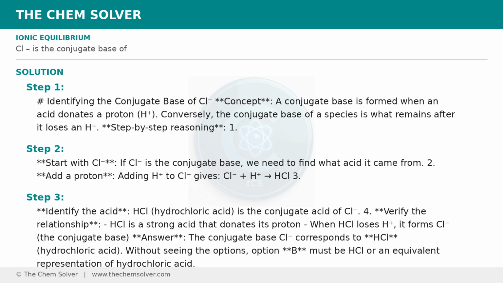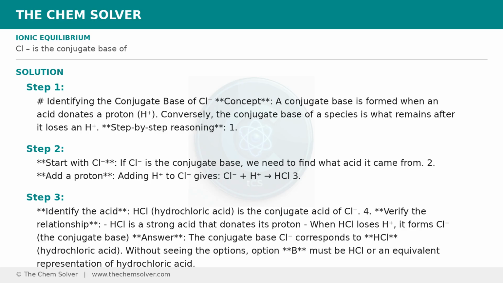3. Identify the acid. HCl, hydrochloric acid, is the conjugate acid of Cl⁻. 4. Verify the relationship. HCl is a strong acid that donates its proton. When HCl loses H⁺, it forms Cl⁻, the conjugate base.